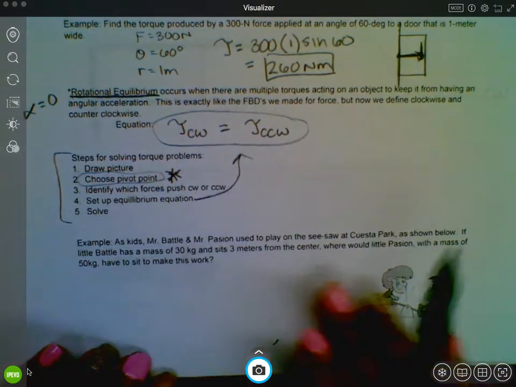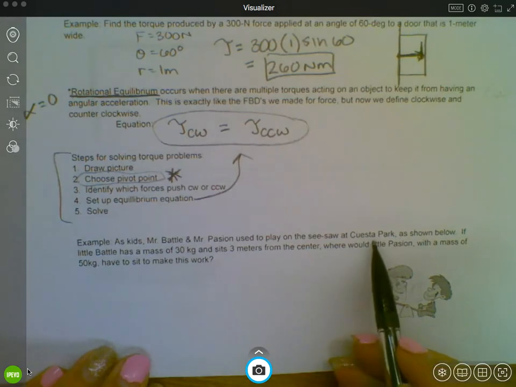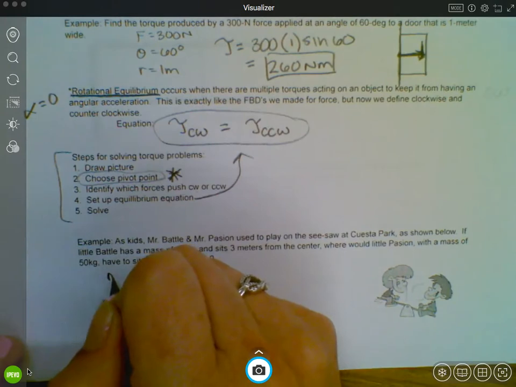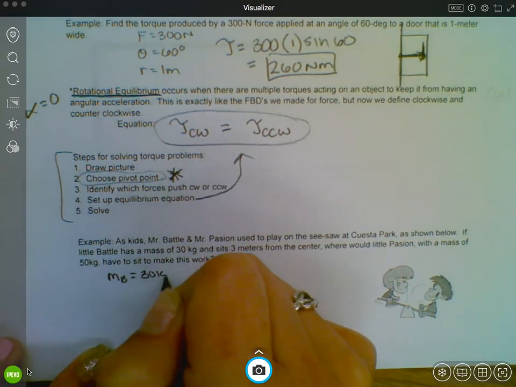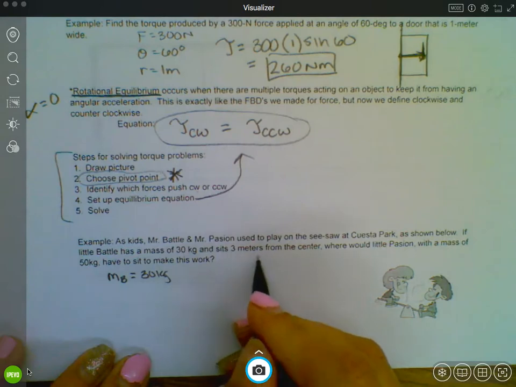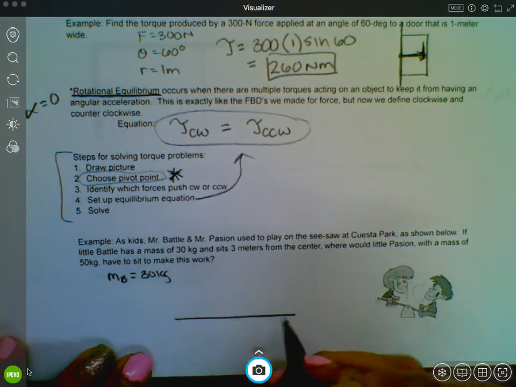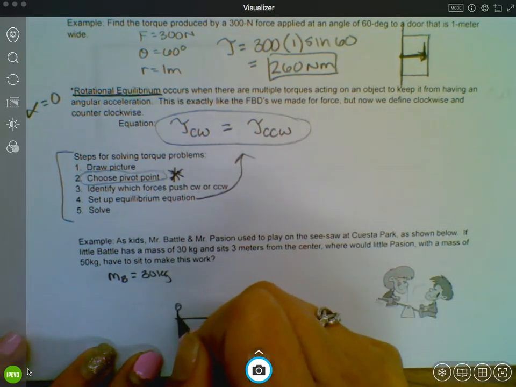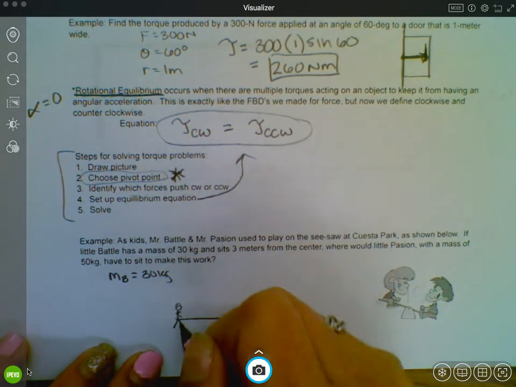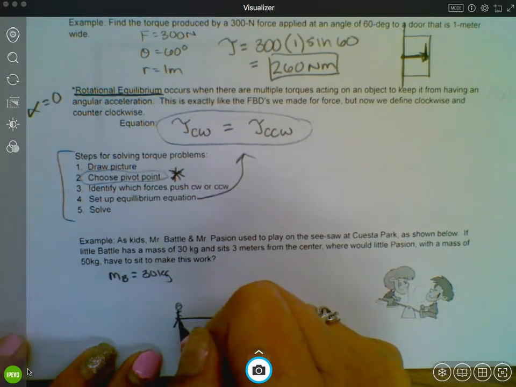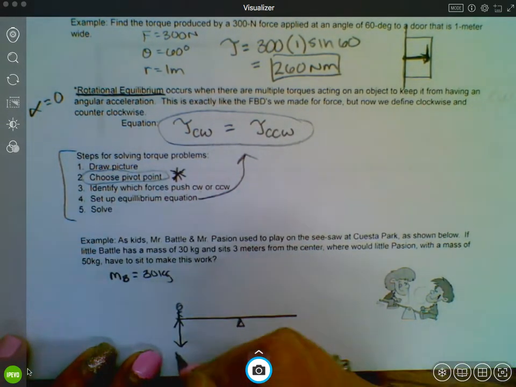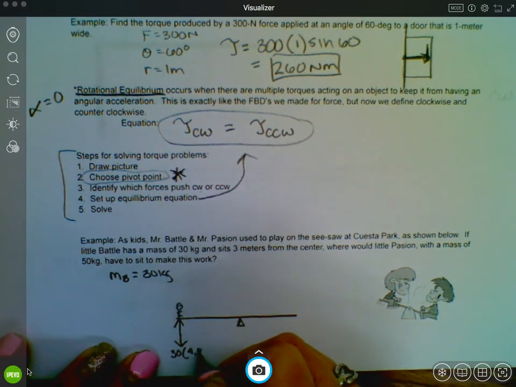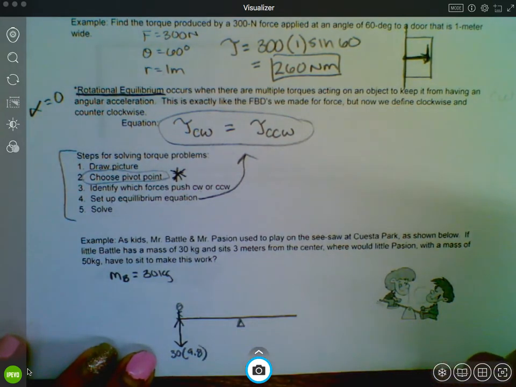As kids, Mr. Battle and Mr. Passion used to play on the seesaw at Cuesta Park, as shown below. If little Battle has a mass of 30 kilograms, and he sits 3 meters from the center, so here's the seesaw, and this is Mr. Battle over here. His weight is what's pushing down on that seesaw, so his weight is the force mg, 30 times 9.8. That's the force pushing down.